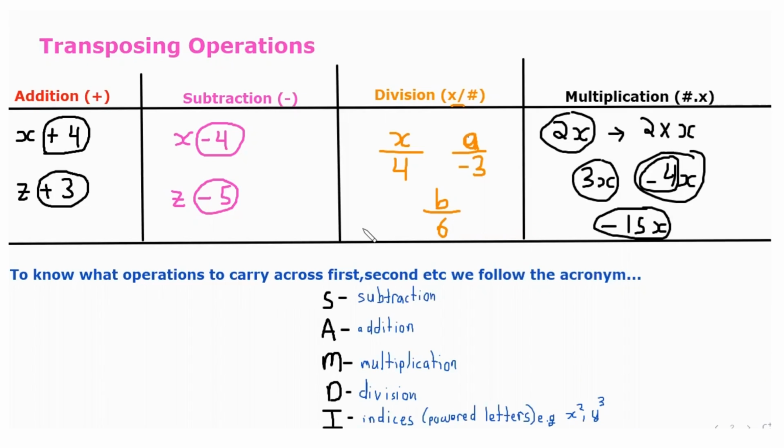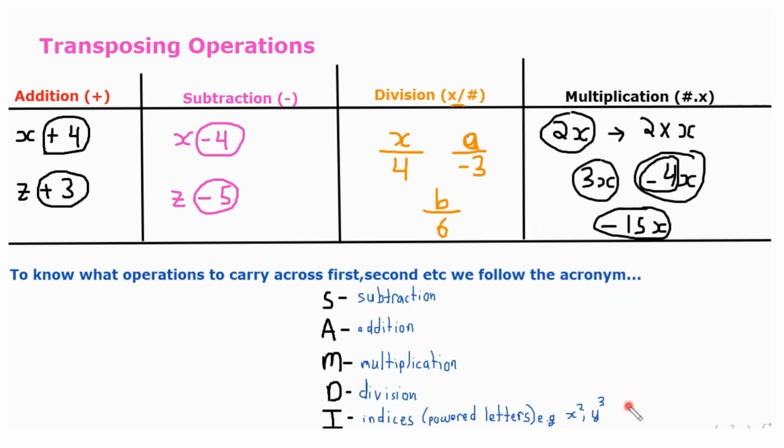With that said, let's continue. To know what operations to carry across first, second, and so on, we follow the acronym SAMD, which rhymes with the SpongeBob name, but it's not an N, it's an M. SAMD is kind of BIDMAS backwards, but without the B, because you're supposed to do brackets first. S is for subtraction, A is addition, M is multiplication, D is division, and I is indices, or to break it down into a simpler word, powered letters. Example, x squared and x cubed.